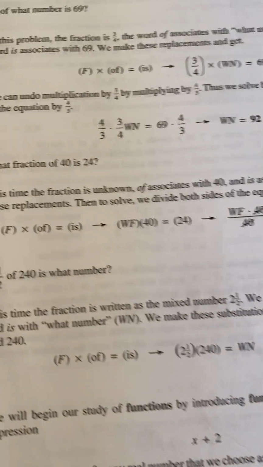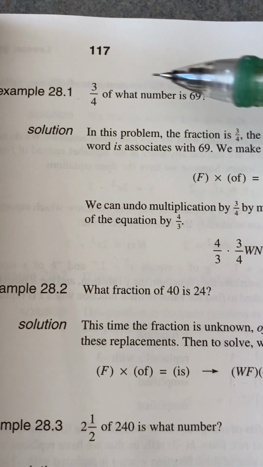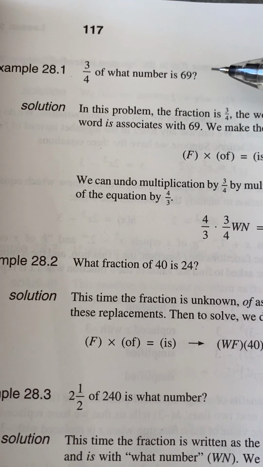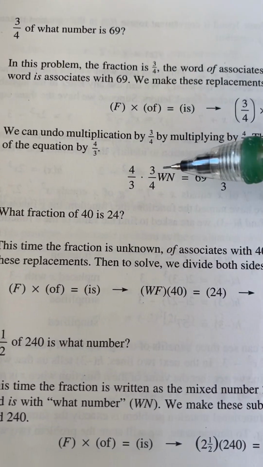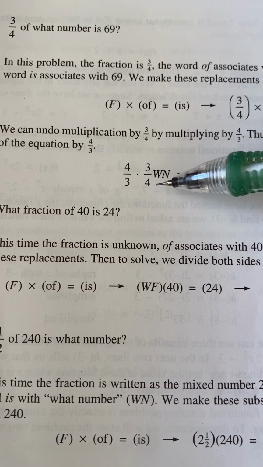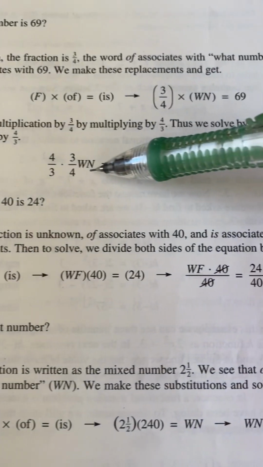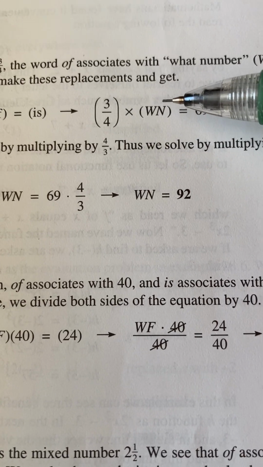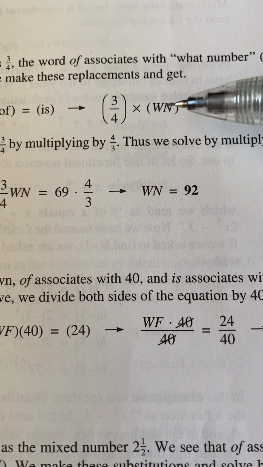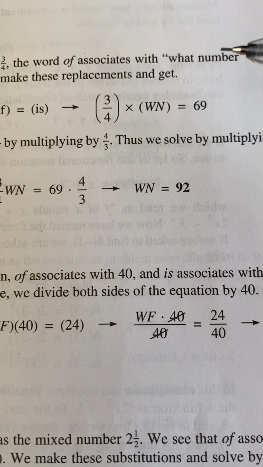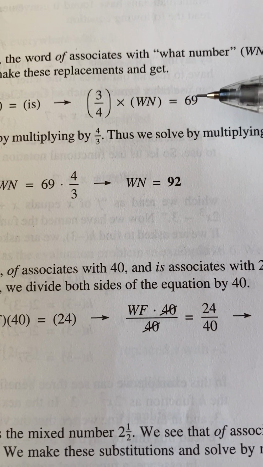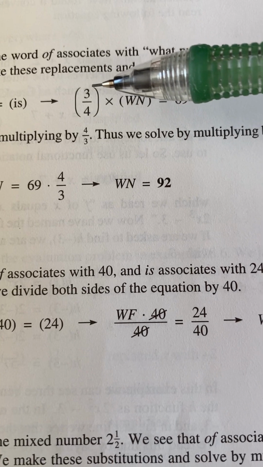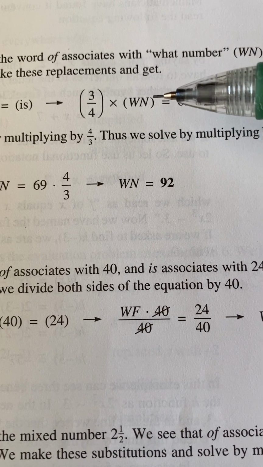So let's just translate our first example here. 3/4 of what number is 69? So we would write that as 3/4 of what number? I'm going to do this. 3/4 times what number? You could use WN or just W or N, whatever you like, is 69. Now, if we went ahead and solved this, we see that we have 3/4 times what number?